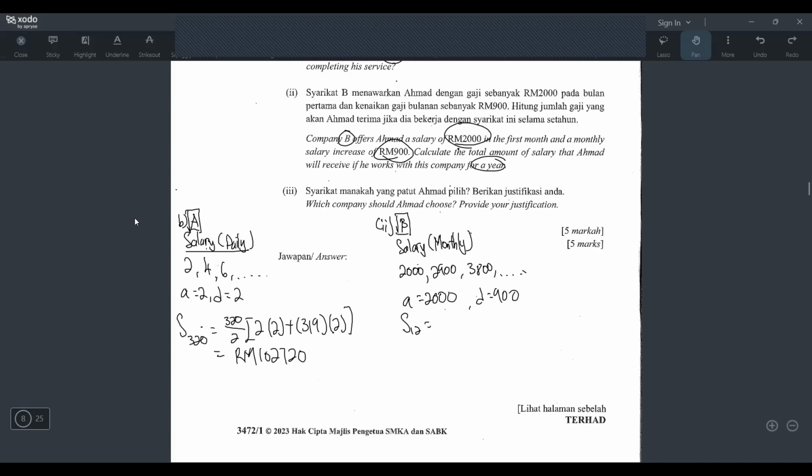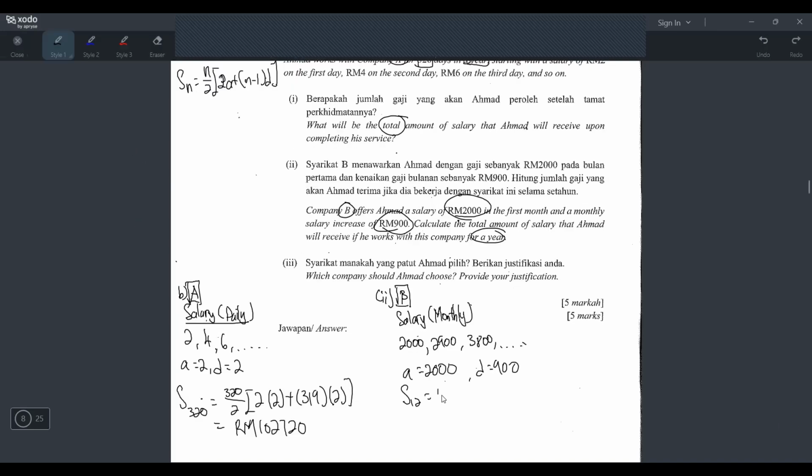So the formula you use is the same as just now, n over 2, so 12 over 2, big bracket 2a, which is 2 times 2,000, plus n minus 1, 12 minus 1, 11, d 900, right? So now you press calculator. 2 times 2,000 is 4,000, plus 11 times 900 equals, and then times 6. Okay, my calculator gives me, wait, did I do something wrong here? 11 times 900 plus 4,000 and times 6. Okay, my calculator gives me 83400.